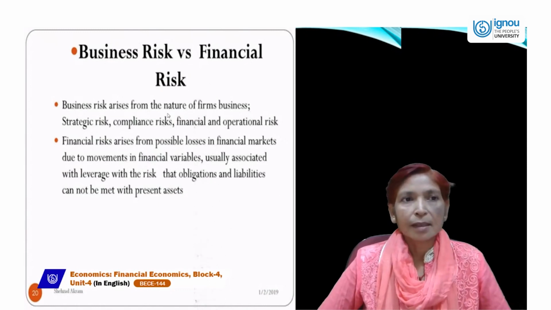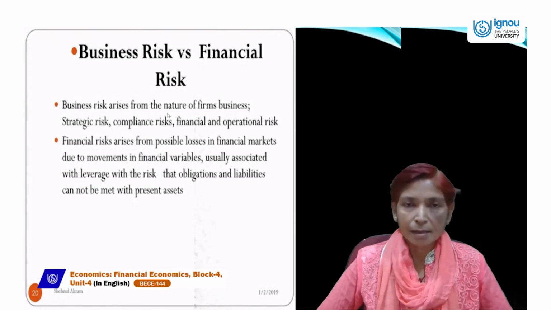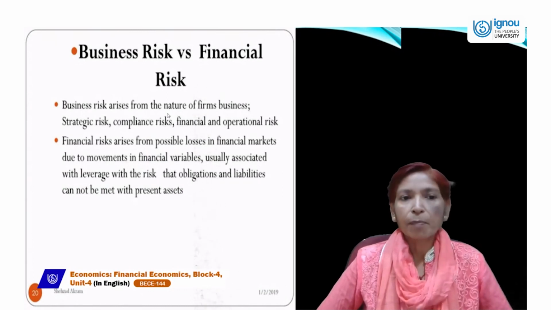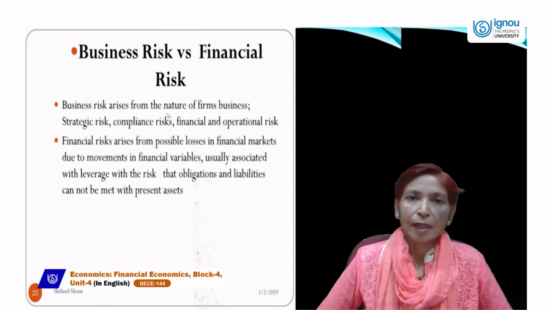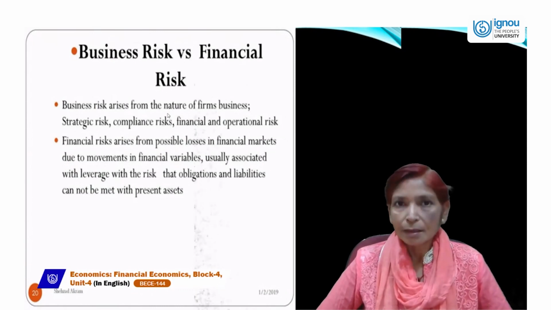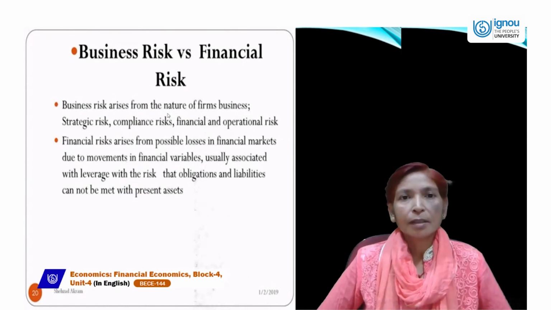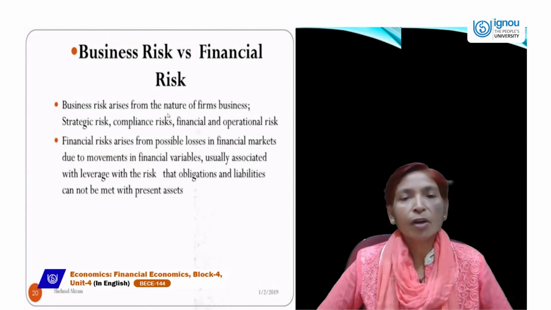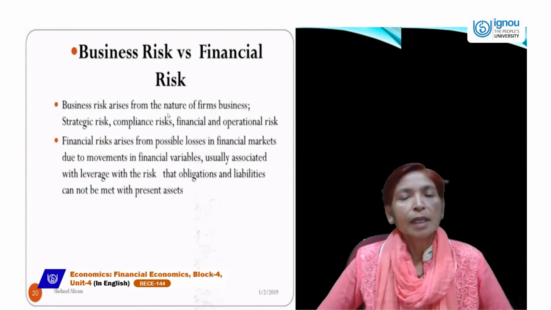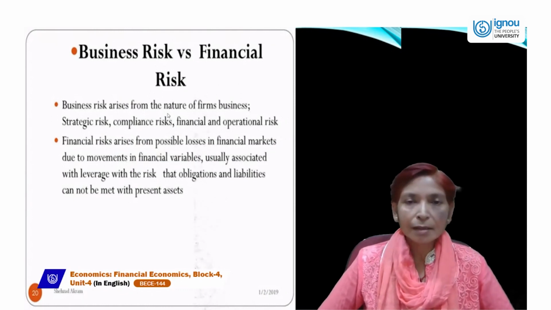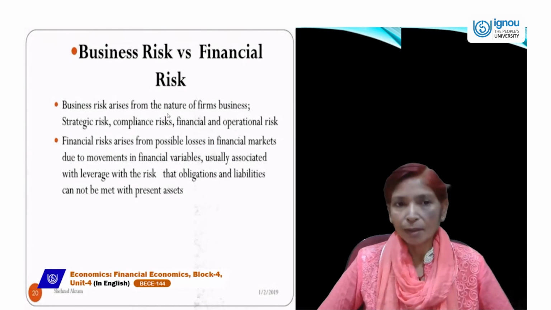And financial risk is different from business risk. Business risk arises from the nature of a firm's business. Strategic risk, compliance risk, financial risk, and operational risk are part of business risk. And profit is the risk-bearing reward, according to Professor Hawley. When we do not bear any type of risk, then we will not earn profit. So in business or in financial securities, risk is definitely involved.